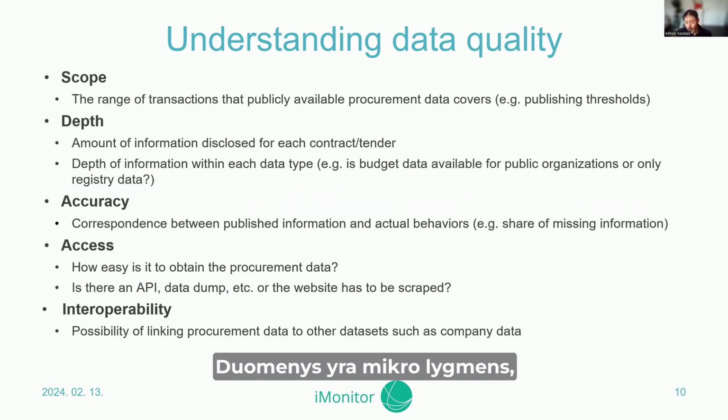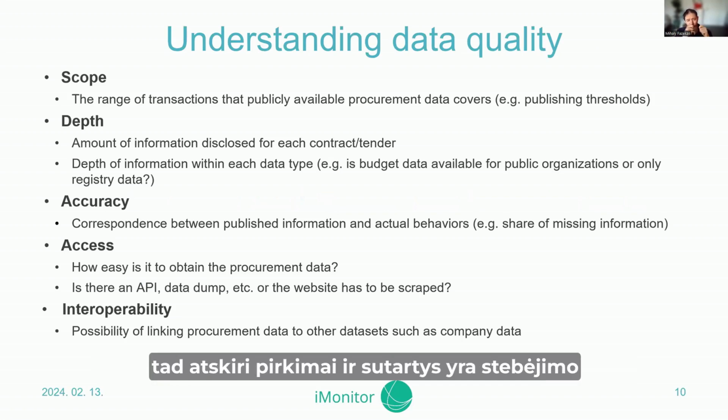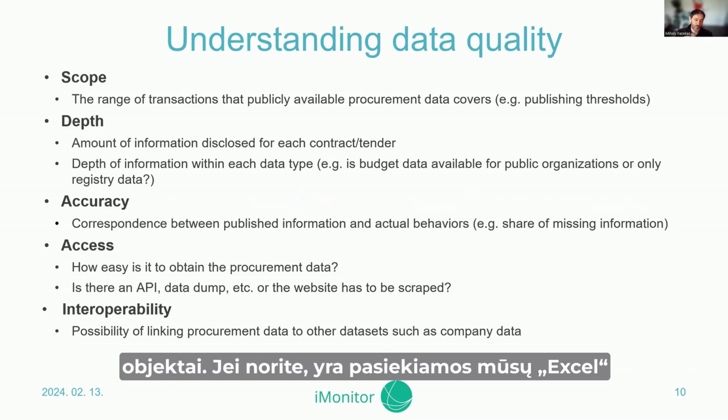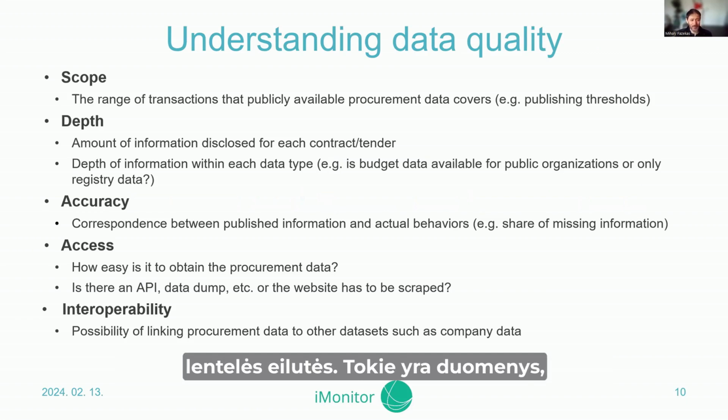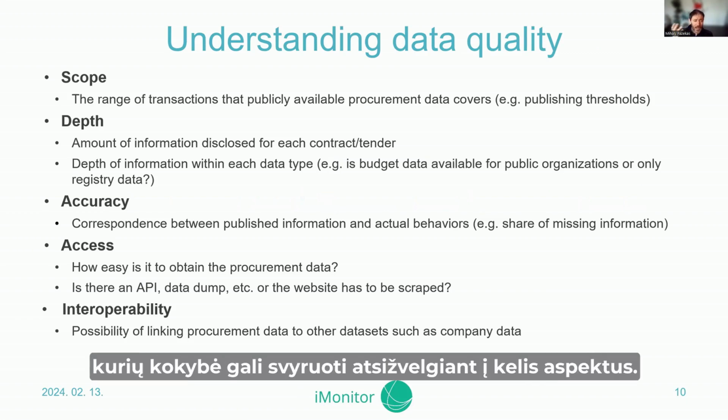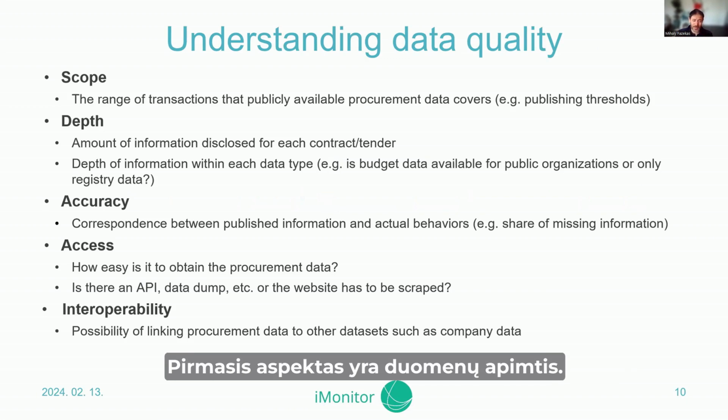Data which is micro level, so individual tenders and contracts are the units of observation. These are, if you like, the rows in our Excel table. So that is the data which can have higher or lower quality according to a number of dimensions. The first dimension is scope of the data. We want a data set which includes all or nearly all transactions in the public procurement domain, right?